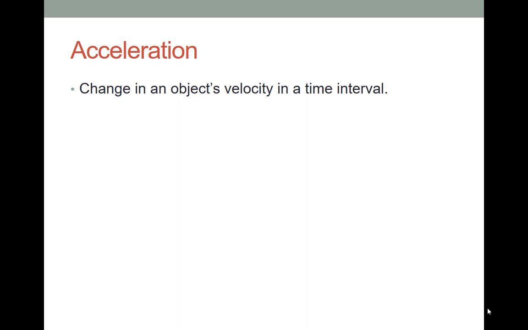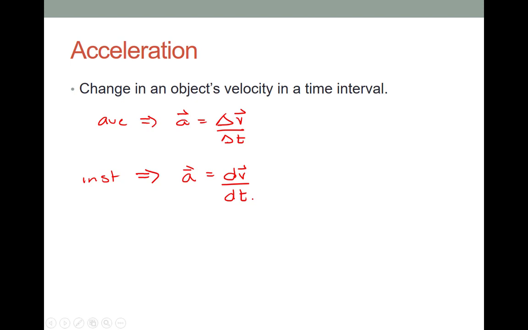Because acceleration is based upon velocity, and velocity is a vector, acceleration is as well, so it will have a direction associated with it. Just as we saw with velocity, we also have two definitions for acceleration. We can have the average acceleration, which is calculated by the change in the velocity over time, or we can have an instantaneous acceleration, in which case we are taking a derivative of the velocity with respect to time.